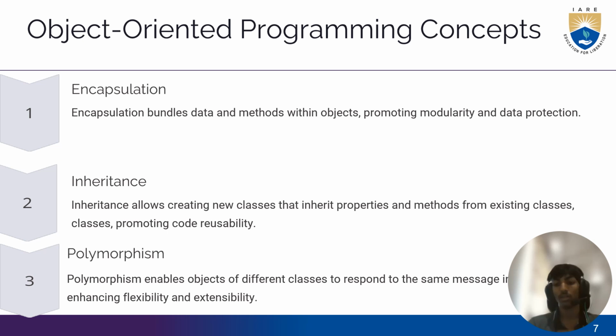Abstraction in object-oriented programming focuses on hiding the implementation details and shows only the essential features of an object or system. It helps to focus on what an object does rather than how it does it. These are the four concepts of OOPS.